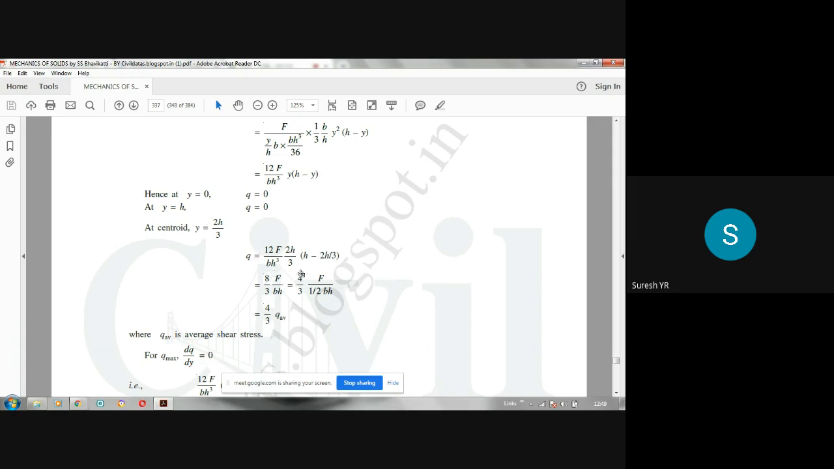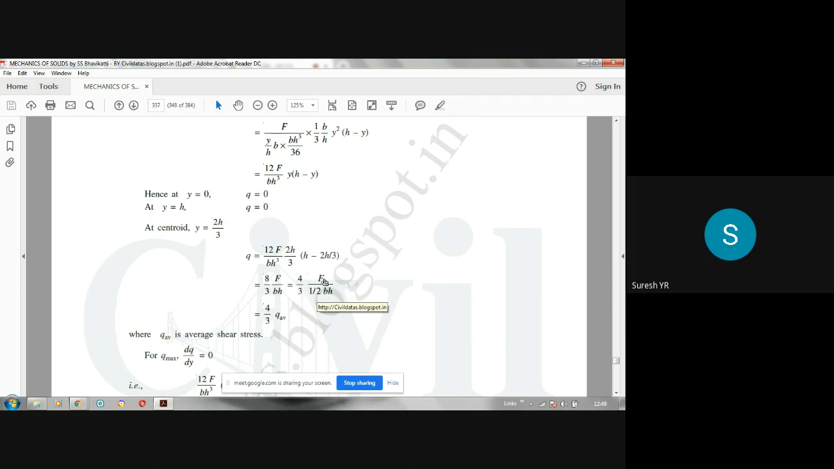If you simplify that, you will get 8 by 3 into f divided by bh. I will write this as 4 by 3 into f divided by half bh. So this 8 can be written as 4 divided by half. Why it is written like this is, half bh is nothing but the area of the triangular section.